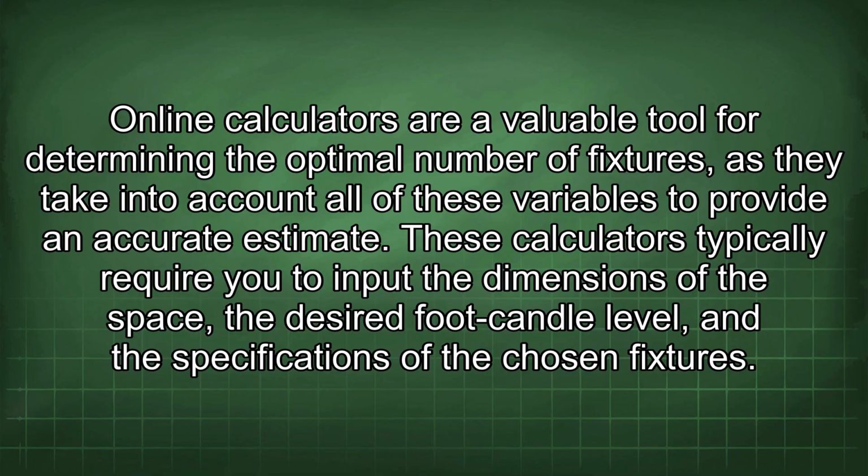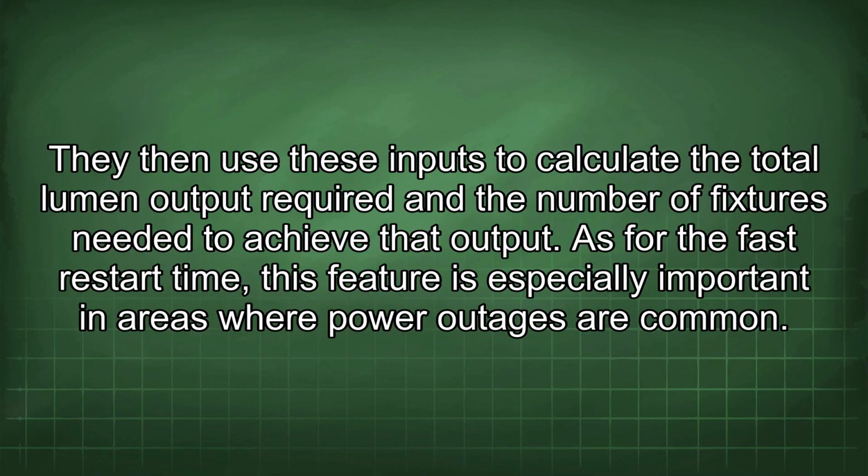These calculators typically require you to input the dimensions of the space, the desired foot candle level, and the specifications of the chosen fixtures. They then use these inputs to calculate the total lumen output required and the number of fixtures needed to achieve that output.